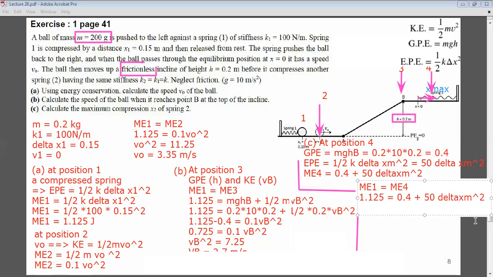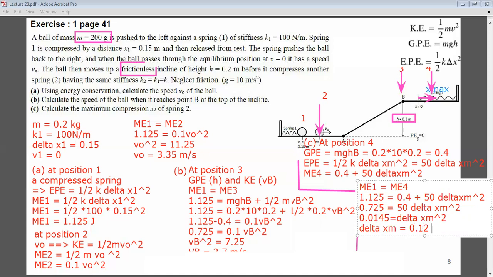Okay, so 1.125 minus 0.4, this is 0.725 is equal to 50 delta X maximum square. 0.725 divided by 50 is 0.0145 equal delta X maximum square. So we get delta X maximum to be the square root of 0.0145, and that's 0.12 meters.